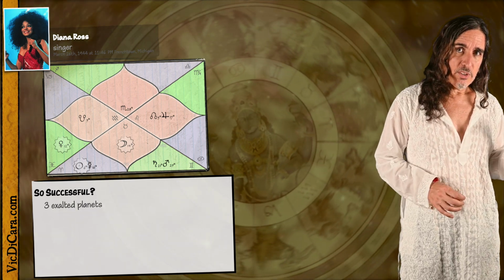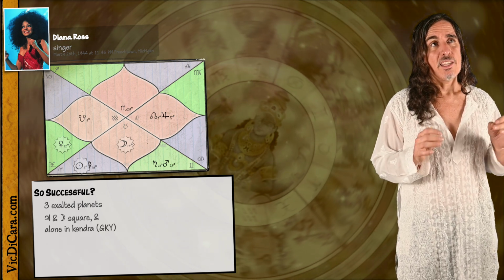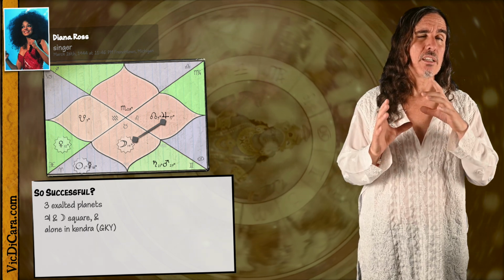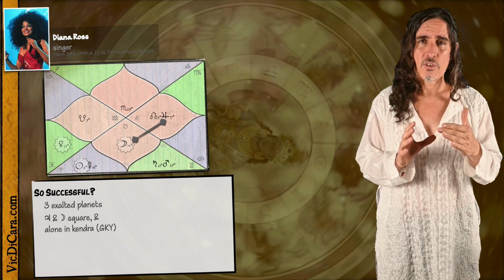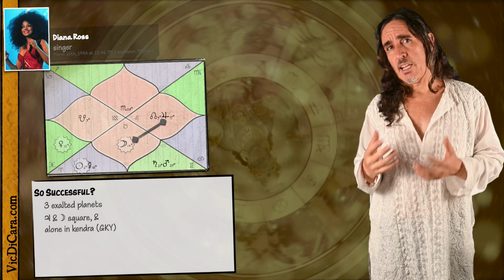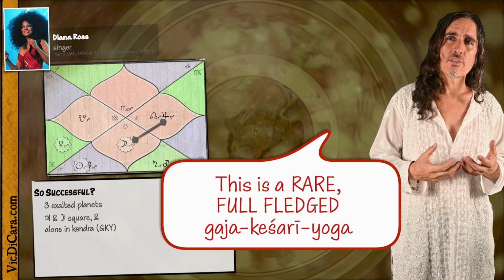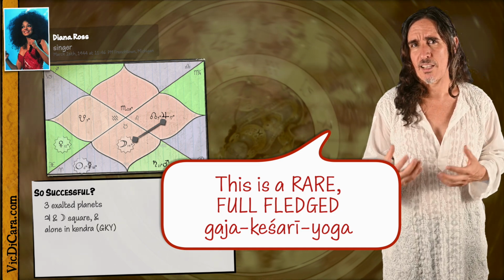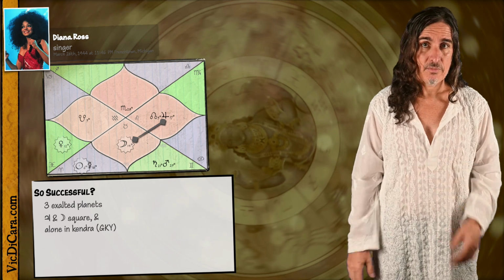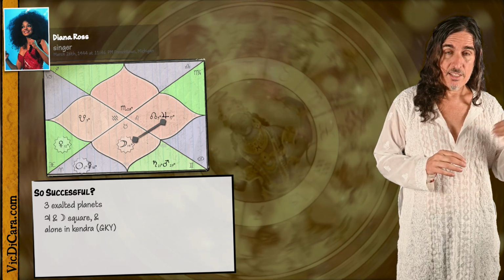Her Jupiter and her Moon are square. And not only that, they're the only planets that are in Kendra. Kendra are the angles of the chart, the 1st, 4th, 7th, and 10th houses. So this is something called Gajakeshara Yoga. It's very similar to a Raja Yoga in how it grants success and prominence in a kind of likable way.